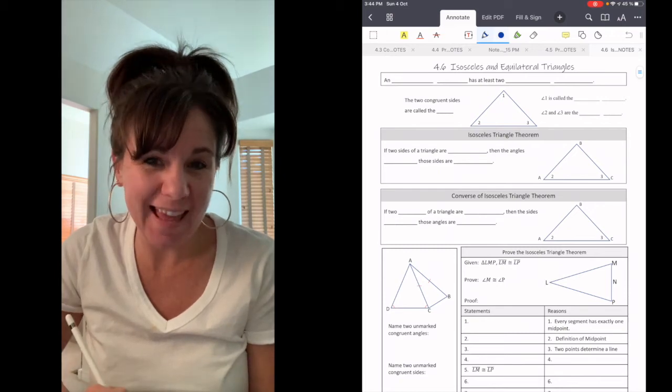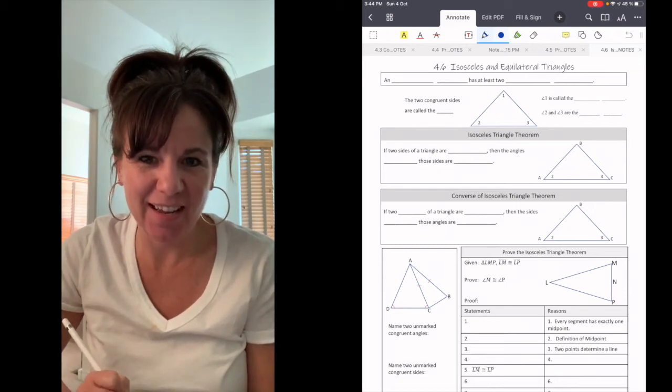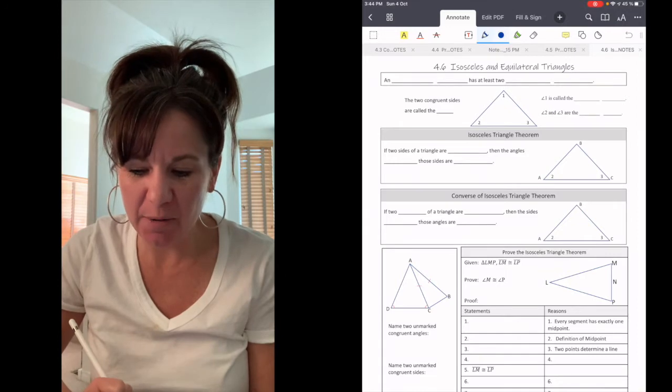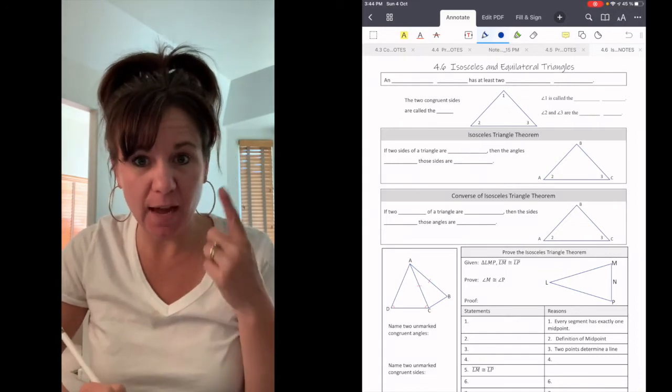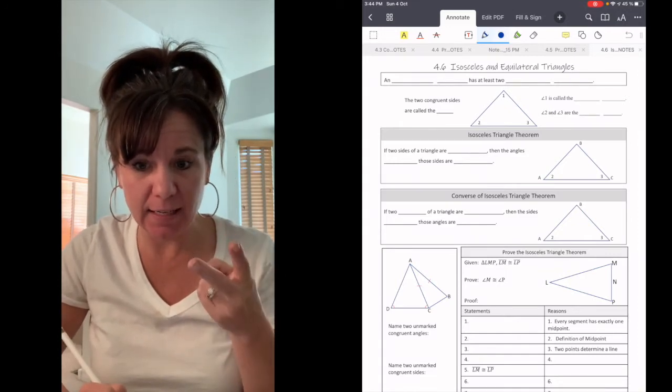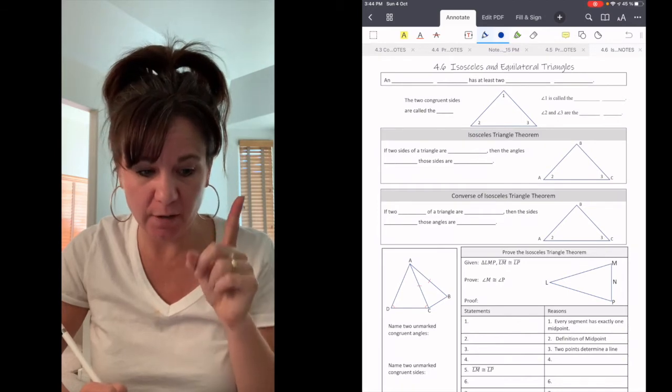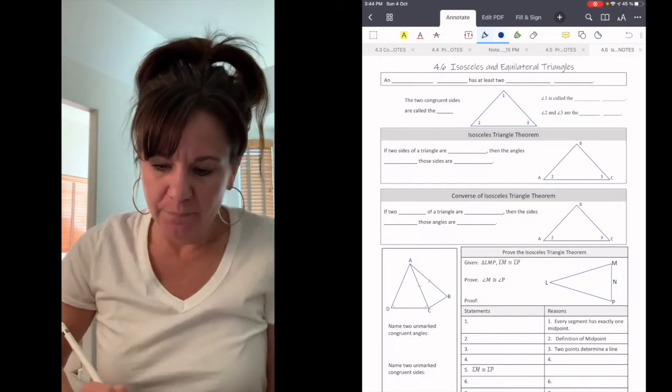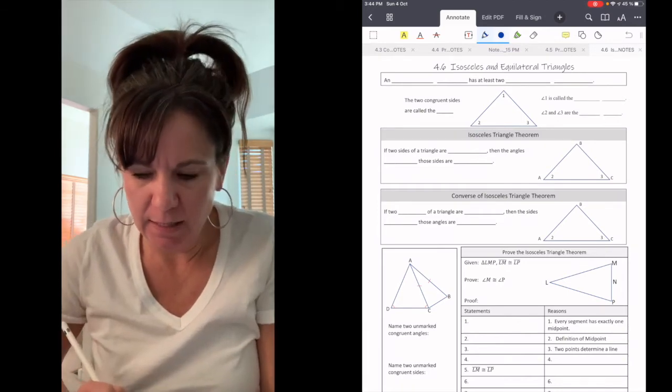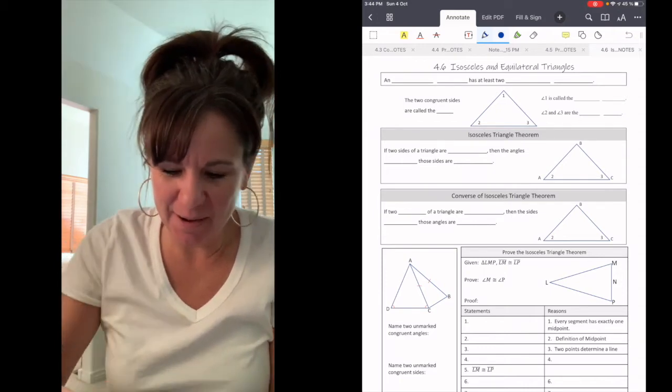We have one lesson left in our unit on congruent triangles. Today we're going to talk about two kinds of triangles, isosceles triangles and equilateral triangles. First, isosceles. I have trouble spelling isosceles, so it always takes me a second when I write it down.